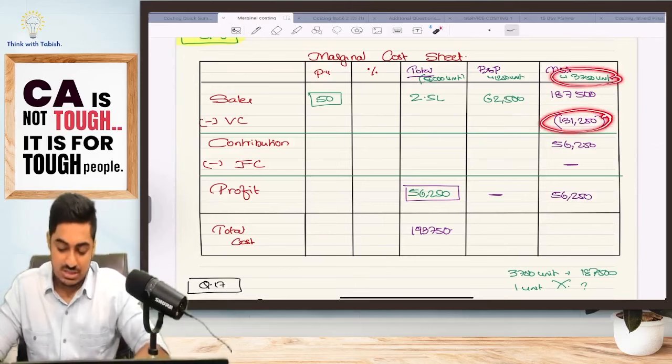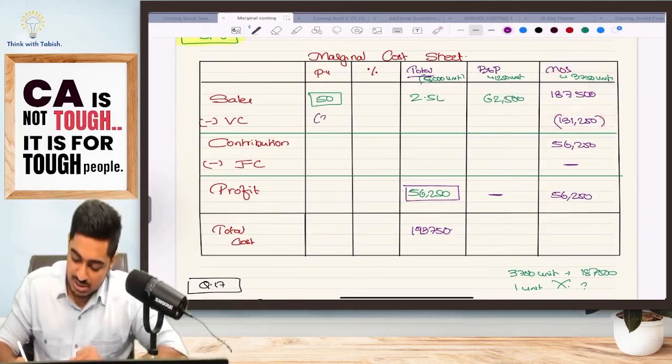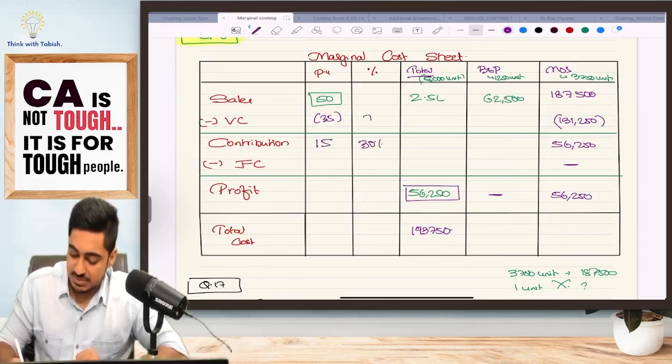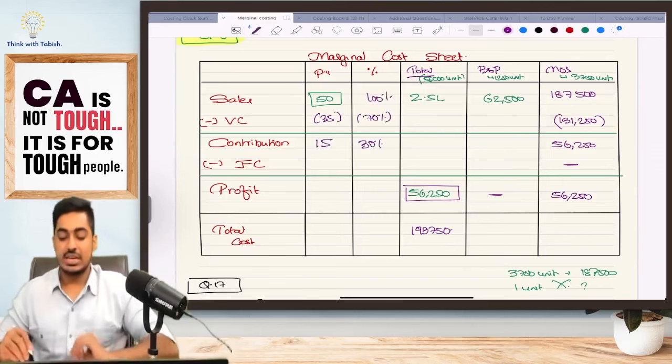It is for how many units? 3,750 units. That means for every item, what is my variable cost? 35. That means for every item, what is my contribution? 15 rupees. That means in terms of percentage, this is 30%, 70%, 100%. Accordingly, I can finish my story.